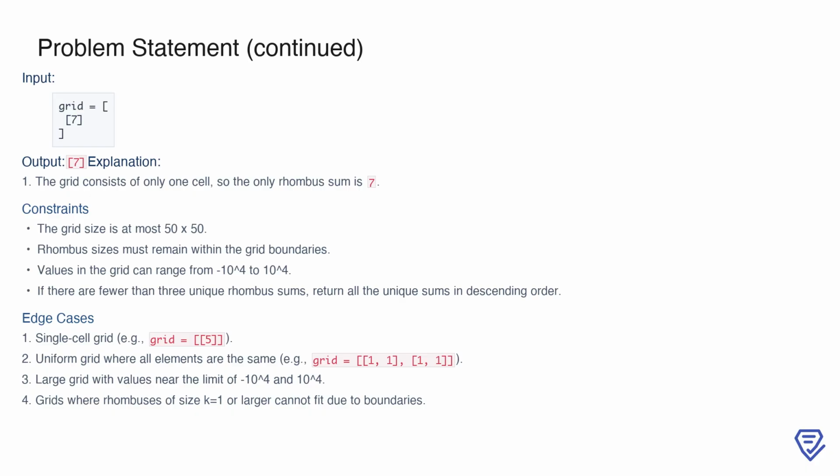This highlights a key consideration: the constraints of the problem ensure that rhombuses must fit entirely within the grid boundaries, and in smaller grids, this may limit the possible sizes of rhombuses. Additionally, values in the grid can be very large or small, so care must be taken when calculating sums. Edge cases include grids with just one cell, grids where all cells have the same value, and grids with values at the extreme ends of the range. These constraints and examples help clarify how to approach the problem effectively.